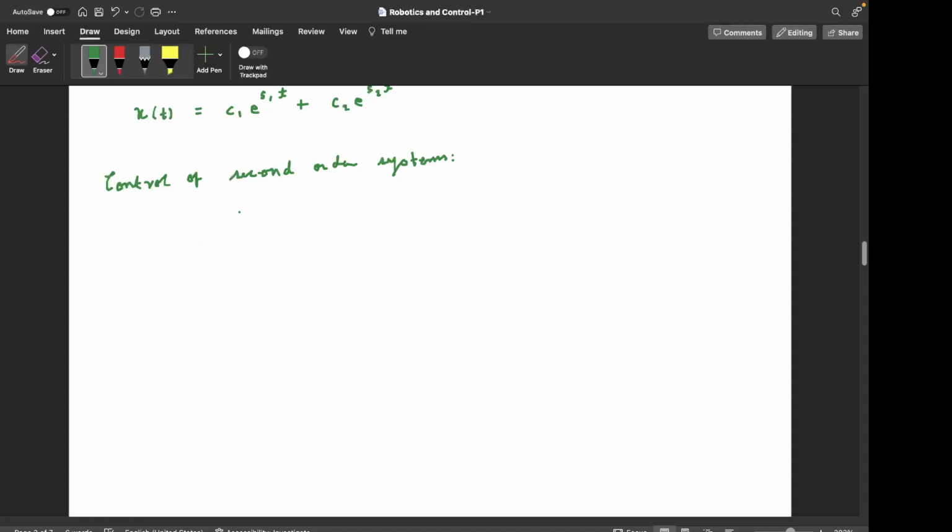So a very common or the most basic control law looks something like this.